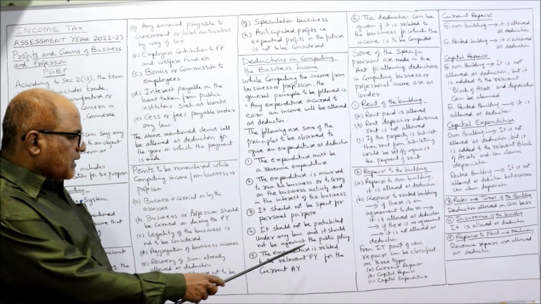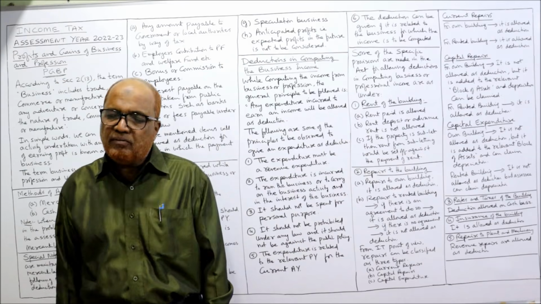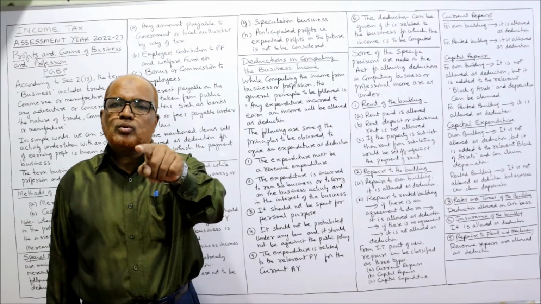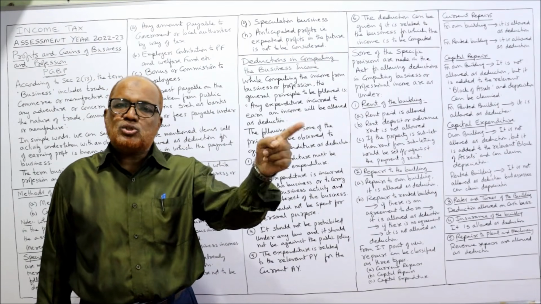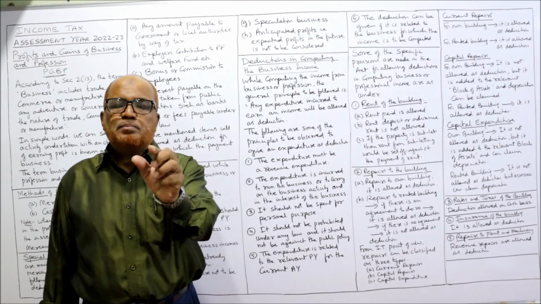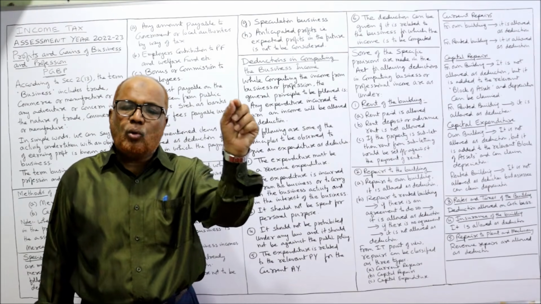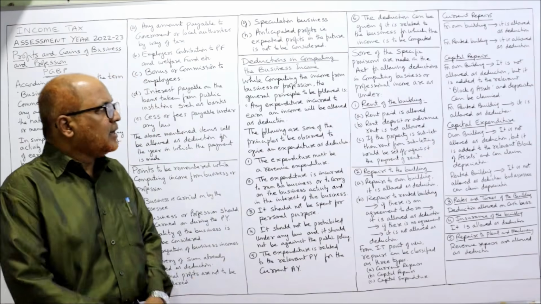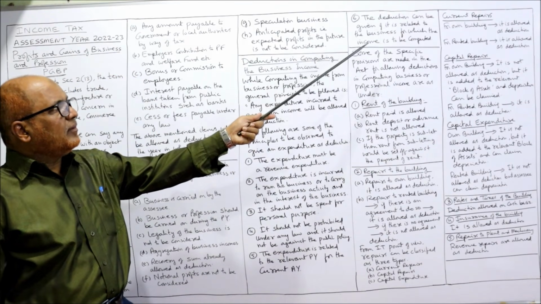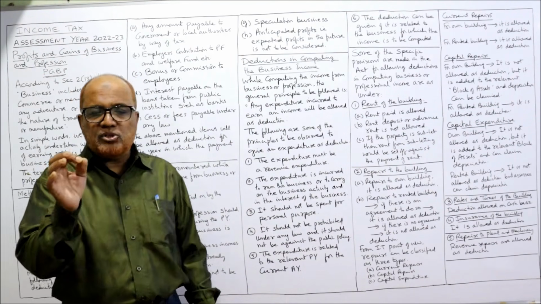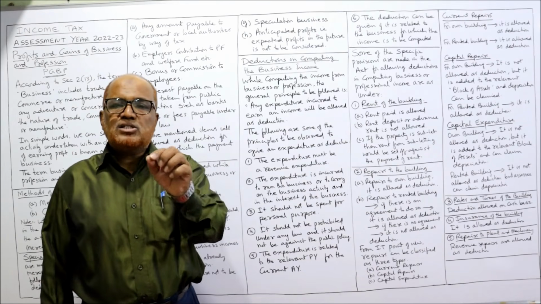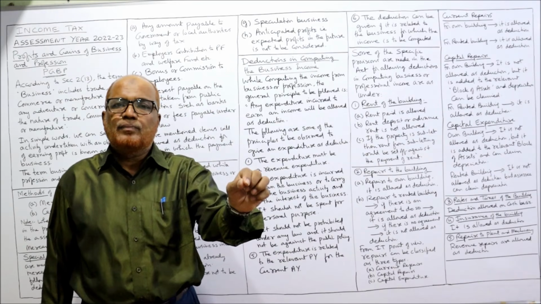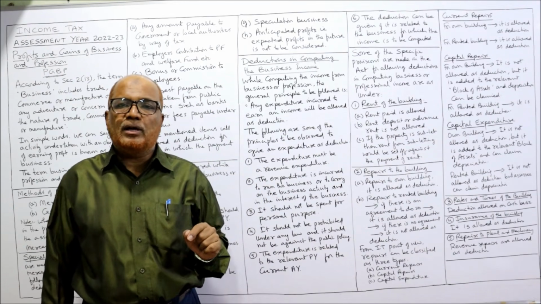Next one is, the expenditure should relate to the relevant previous year, relevant to the current assessment year. Our current assessment year is 22-23. The previous year is 21-22. So the expenditure should be related only to the current previous year, not to any other years. Next one, the deduction can be given if it is related to the business for which the income is to be computed. Expenditure will be allowed as deduction only to that business whose income we are computing.